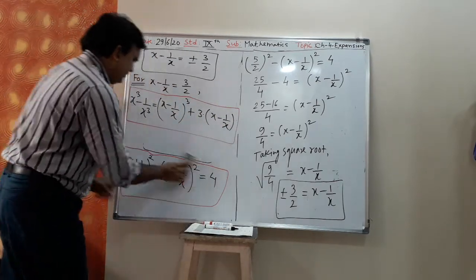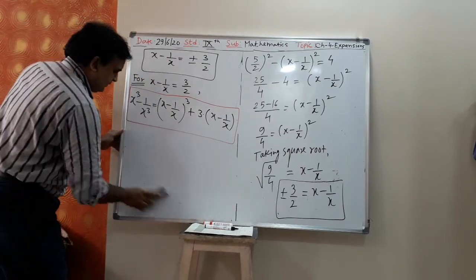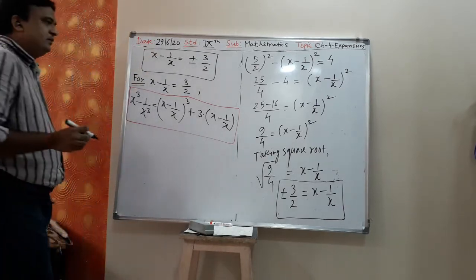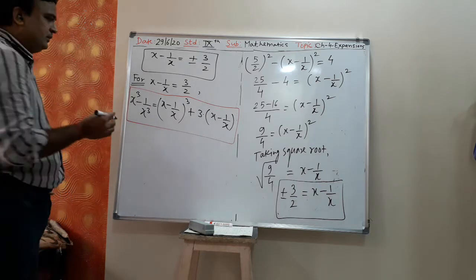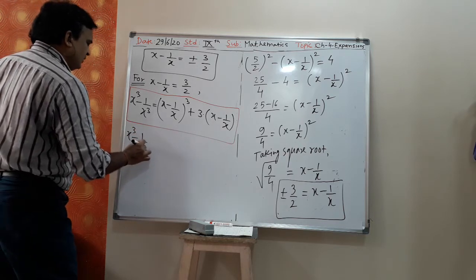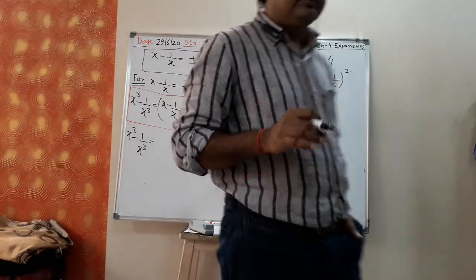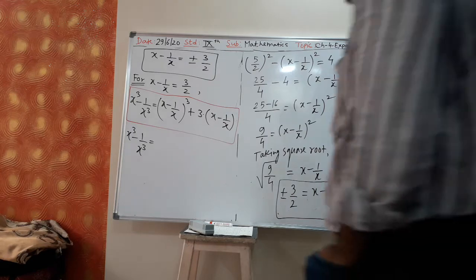Mute the microphone. Mute the microphone. Yes, you can take x minus 1 upon x cube and do that. Who is present? Whose voice is coming? Okay. Let me not admit him next.